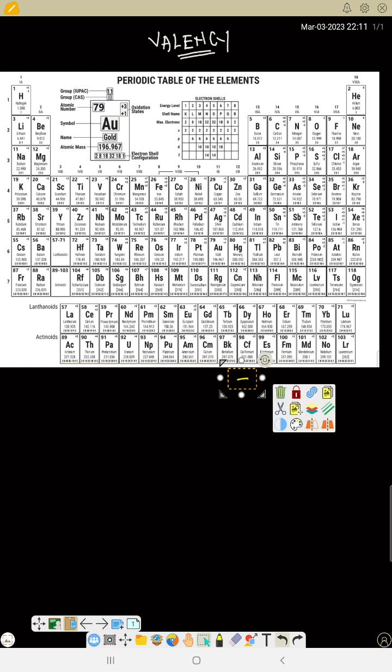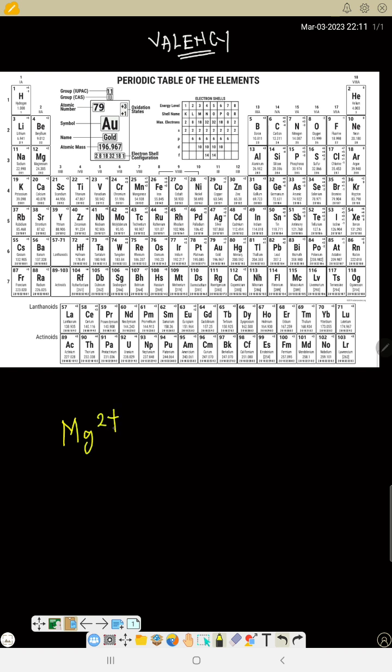Now move to group 2. What are the elements you can see in group 2? Yeah, so we have magnesium. If you write magnesium, to put charge on it, then it will be 2 plus, because it's in group 2, and meaning the valency of magnesium is also 2. So the charge is 2, the valency is also 2.